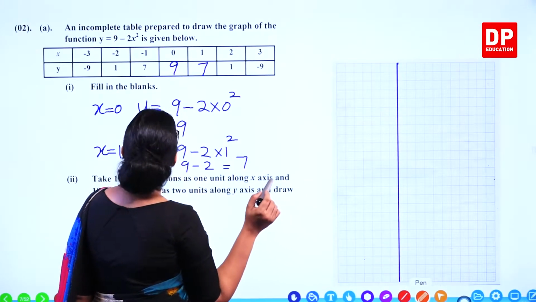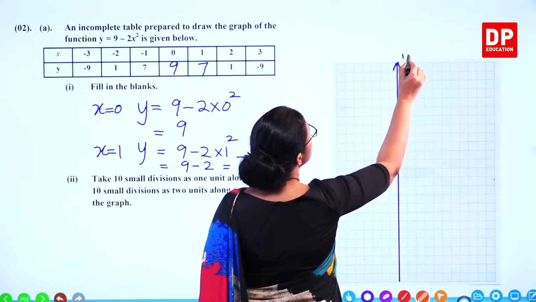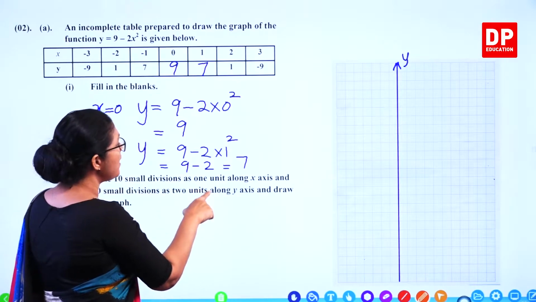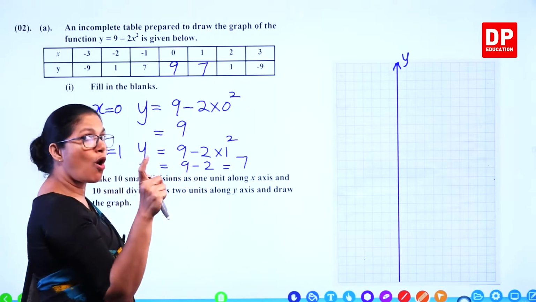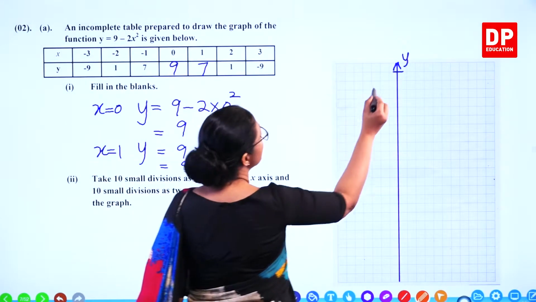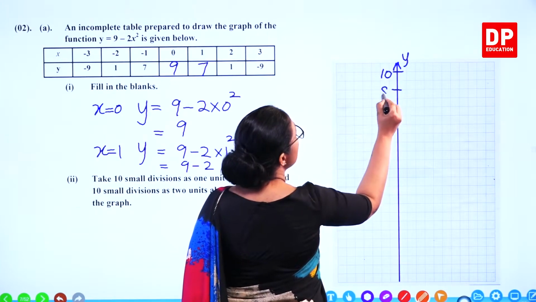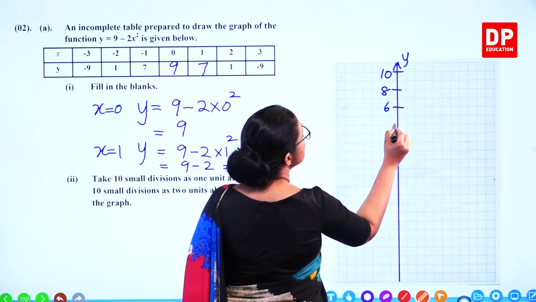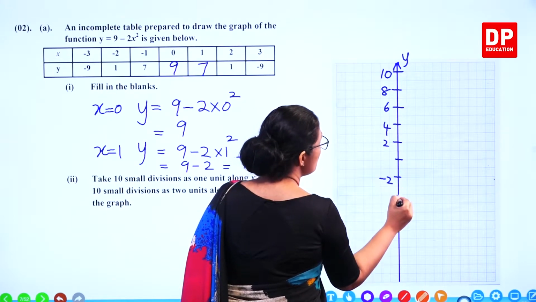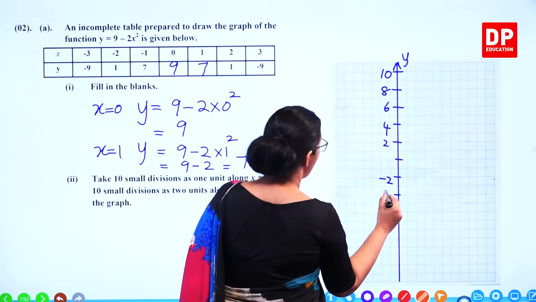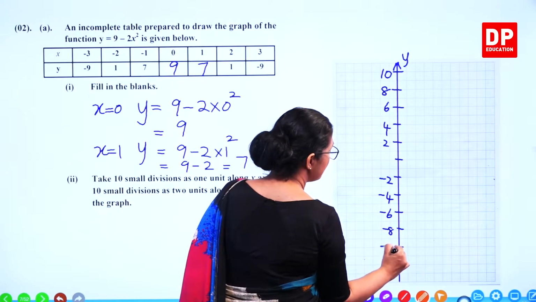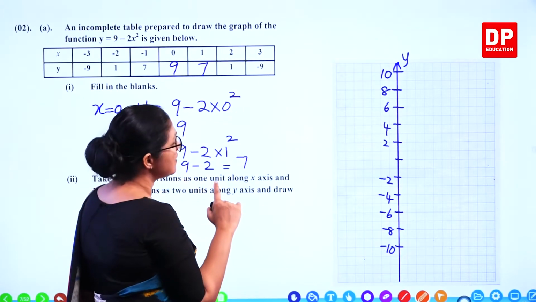Now y values, the maximum is 9. But look at the scale. It says 2 units along y-axis. 10 small squares means 2 units. So we can start from 10. 10, 8, 6, 4, 2, 0, -2, -4, -6, -8 and -10. We have till -9.